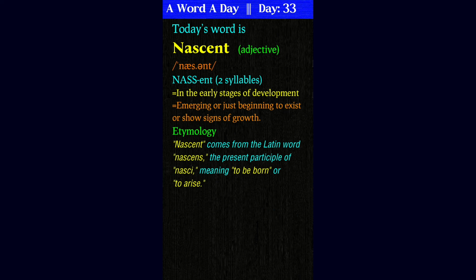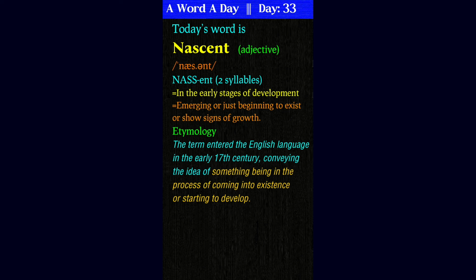Etymology. Nascent comes from the Latin word nascens, the present participle of nasci, meaning to be born or to arise. The term entered the English language in the early 17th century, conveying the idea of something being in the process of coming into existence or starting to develop.